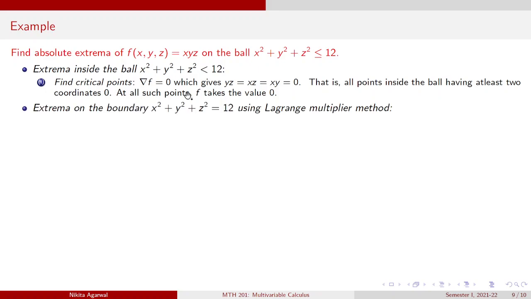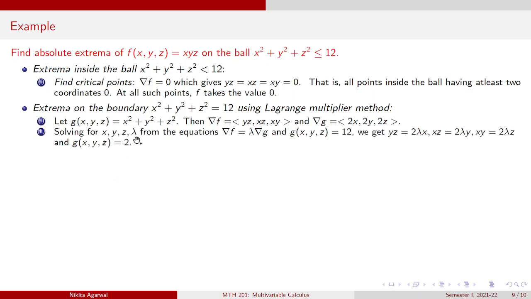Now what is extrema on the boundary, right? We have taken care of inside, but what about the boundary? Now let us use the Lagrange multiplier method. So you define the constraint to be x square plus y square plus z square, g equal to 12. So you compute gradient f, gradient g. You solve for x, y, z and lambda from these equations. Gradient f is lambda gradient g and g equal to 12. From there you get these four equations, right? Now if I multiply the first three equations by x, y and z respectively, you get xyz on the left hand side, and the right hand side becomes 2 lambda x square, which should be equal to 2 lambda y square, which should be equal to 2 lambda z square, right?